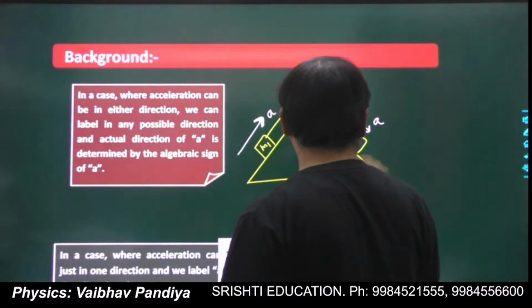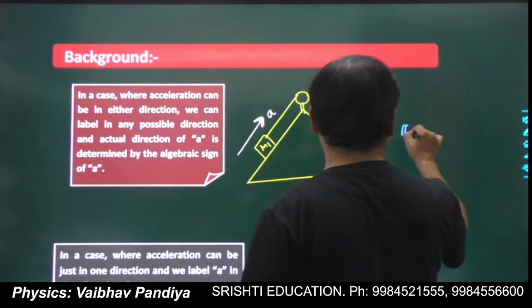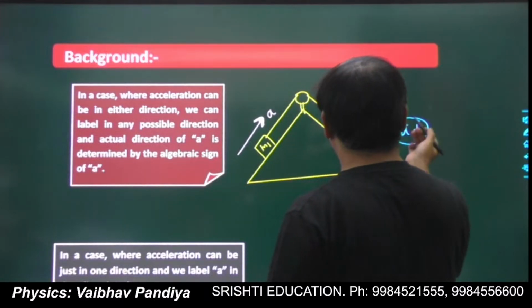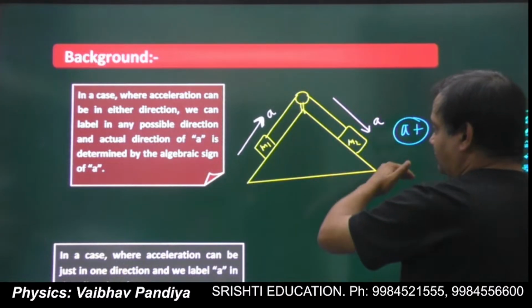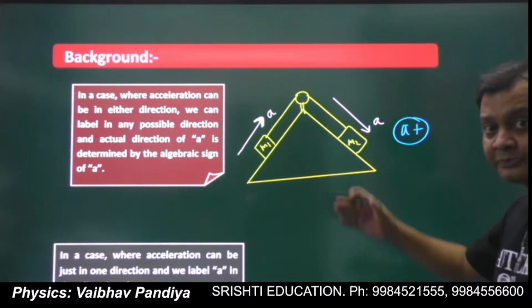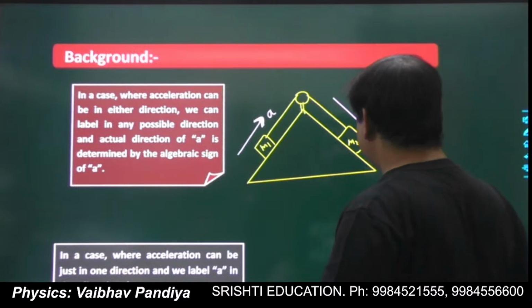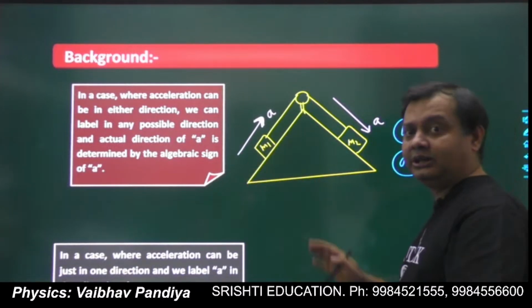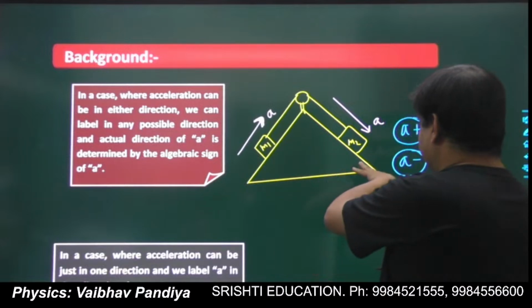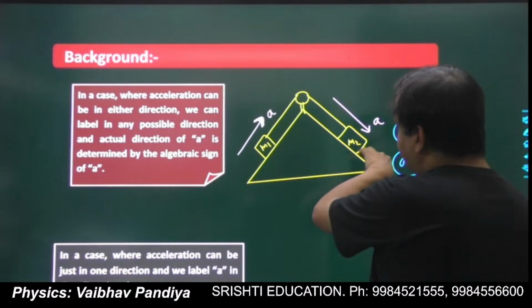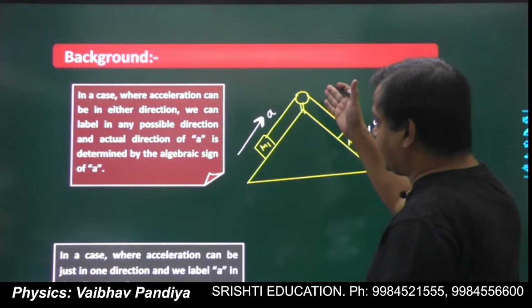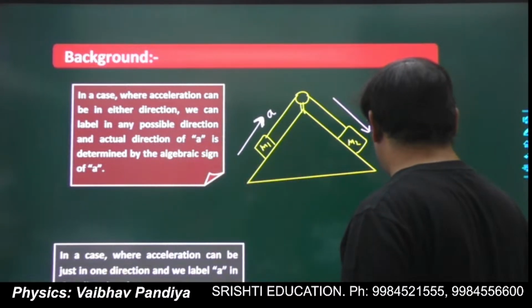So if A comes to be positive, then the actual direction of A will be the same as the labeled one. That is, M2 will accelerate downward and M1 will accelerate upward. However, if A comes to be negative, then the actual direction of A will be opposite to the labeled direction. Then M2 will accelerate upward and M1 will accelerate downward. This we have seen in fundamentals.